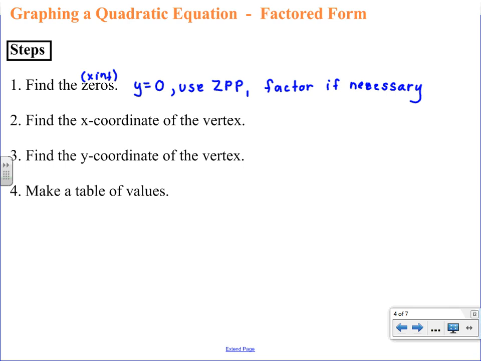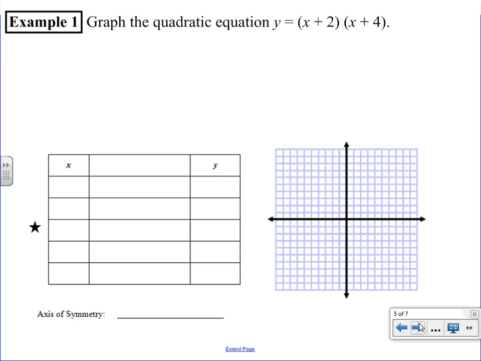All right. So we're going to work on these steps and the first example kind of at the same time. So I'll be flipping back and forth. So our first example here, it says graph the quadratic equation y equals (x plus 2)(x plus 4). So in our notes, we said we need to find the zeros, which means I need to let y equal 0. So here is where I'm going to replace the y with 0. So I'll have (x plus 2) times (x plus 4) equals 0.